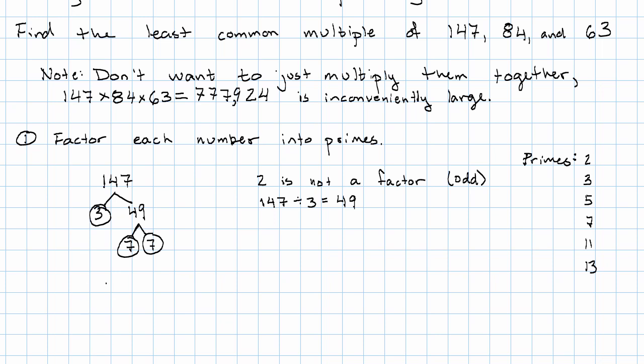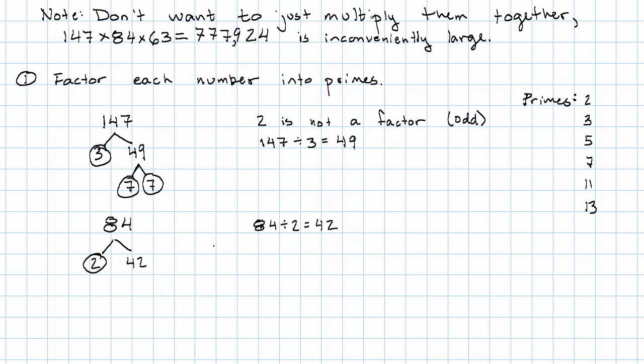Okay, 84. Maybe it's obvious to you what factors 84 has, if your 4th grade teacher forced you to memorize multiplication tables to the 12s. Otherwise, this is an even number. So 2 is a factor. And 2 is a factor again. And then 21 is 3 times 7.